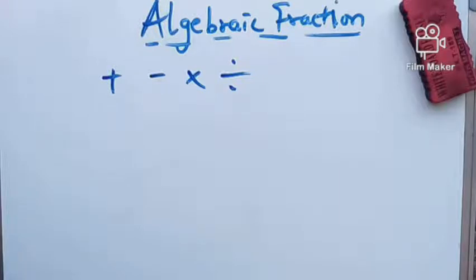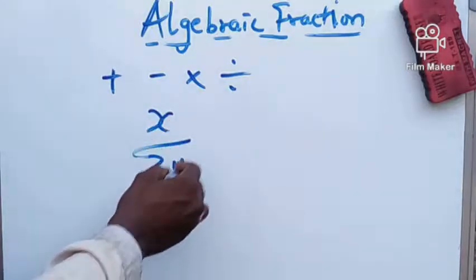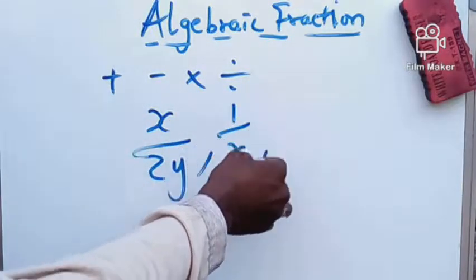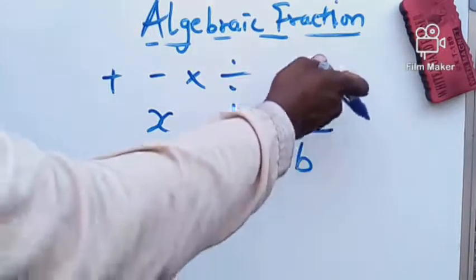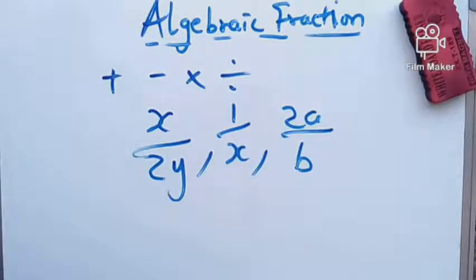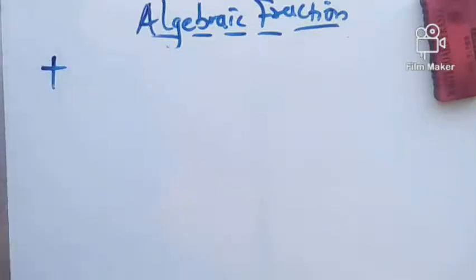In our previous video, we defined algebraic fraction as any fraction containing variables. We listed some examples of algebraic fractions, such as x over 2y, 1 over x, 2a over b. As long as there is a variable either at the top or at the bottom, we say that it is an algebraic fraction. So let's take some examples to solidify our understanding of algebraic fractions. Let's start with the addition operation.